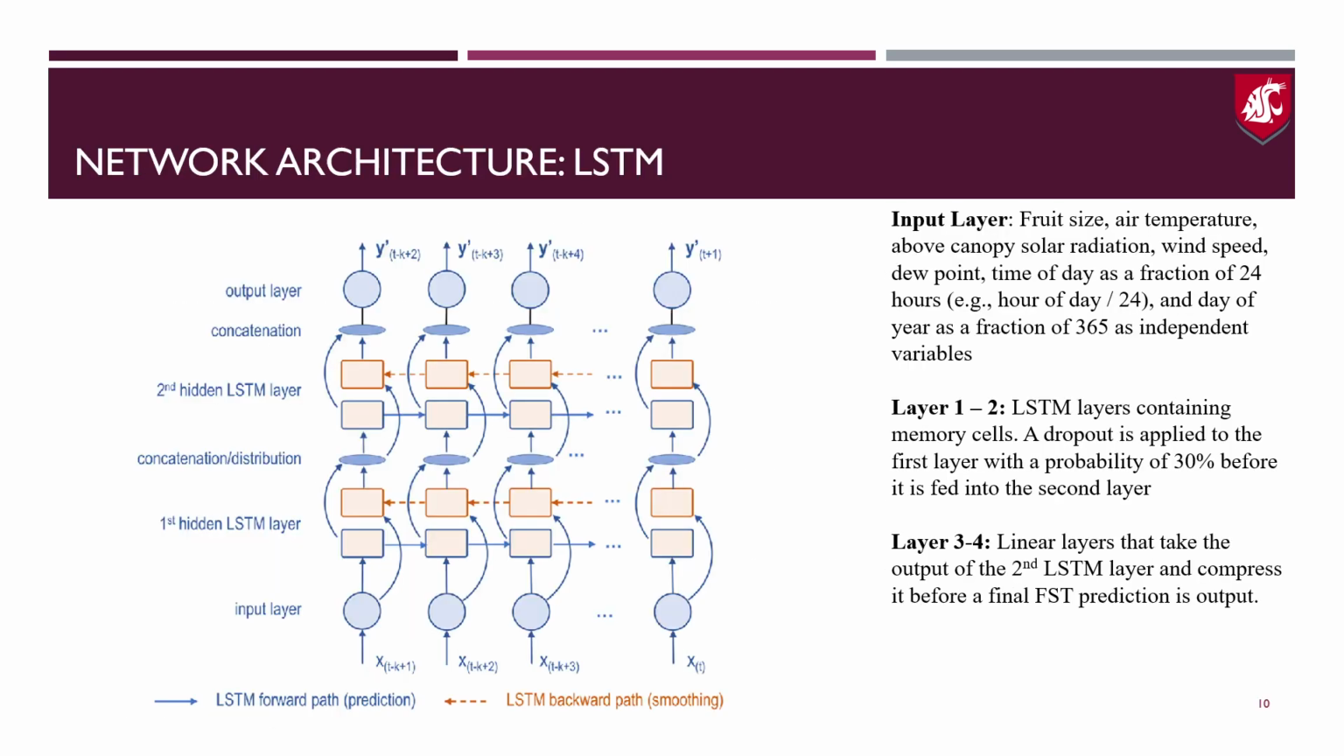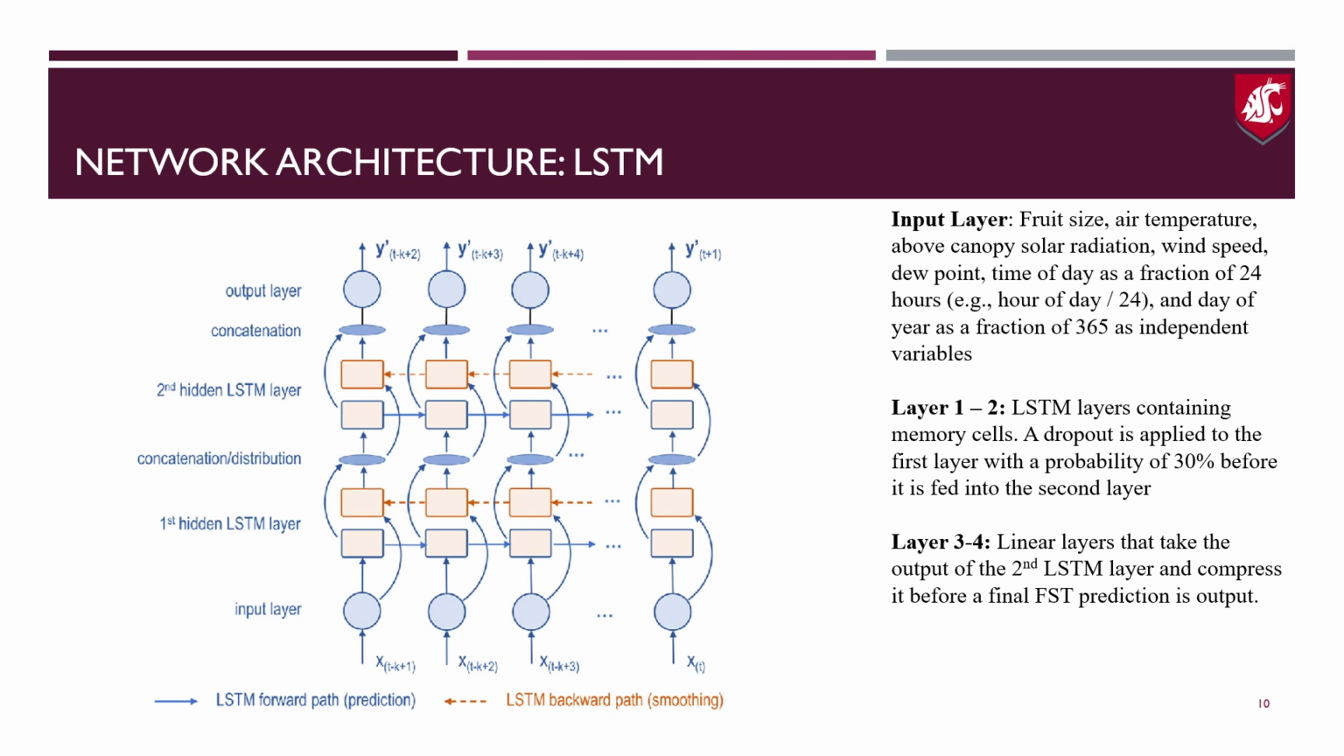LSTM network architecture. For the input layer, the model is given fruit size, air temperature, above canopy solar radiation, wind speed, dew point, time of day as a fraction of 24 hours, and day of year as a fraction of 365 days as independent variables.